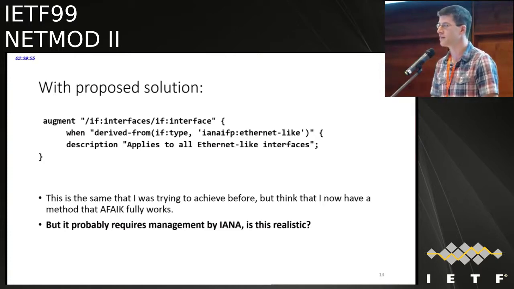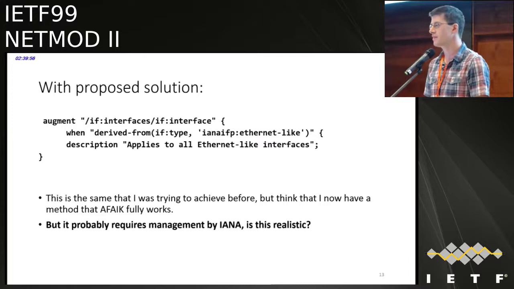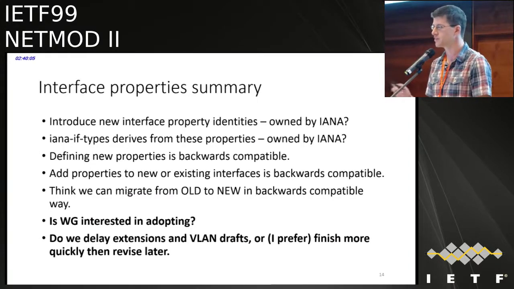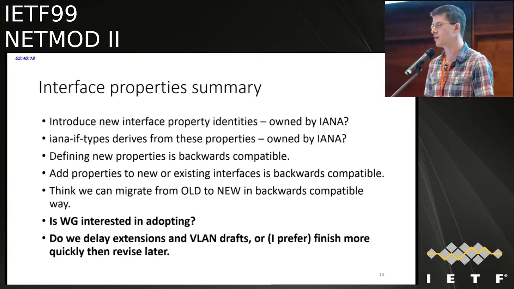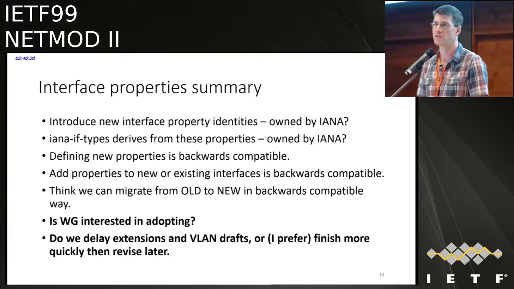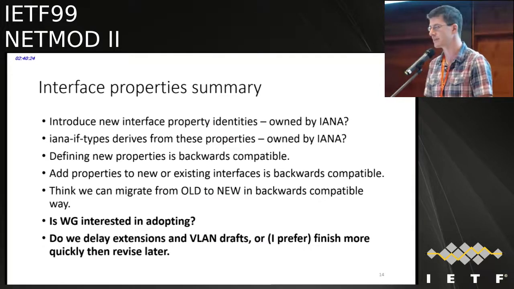My real question here is, who would manage this? And is it realistic that IANA would manage this? I was speaking to Jürgen earlier, and he suggested that might not be a good idea. So in summary, who owns it? Who manages this stuff? I think defining the properties is backwards compatible. You can add new ones. I think adding them to interface types is also a backwards-compatible change. I think we could also release the existing drafts with dependencies on hard-coded interface types and then change them to use interface properties over time. So I'm not sure it necessarily has to be gating.